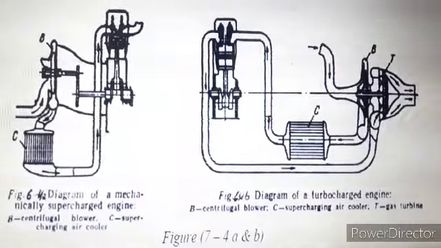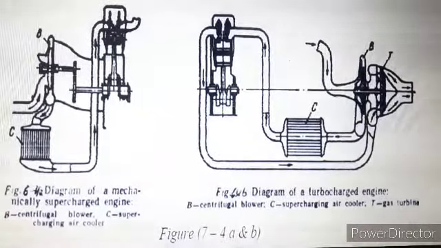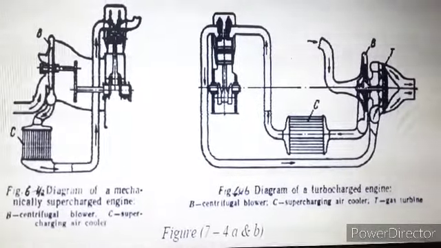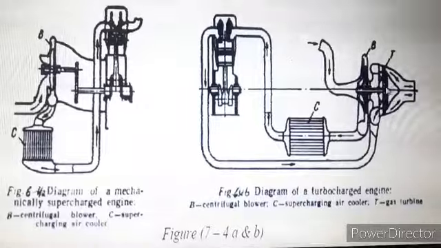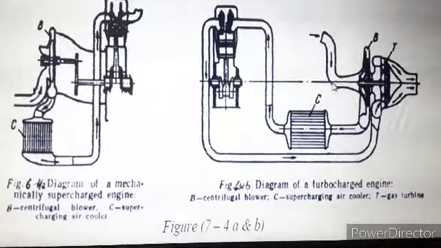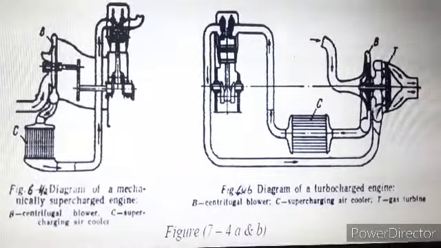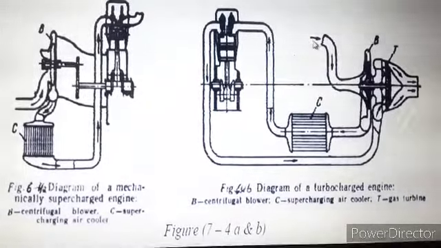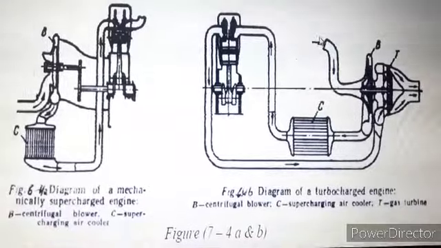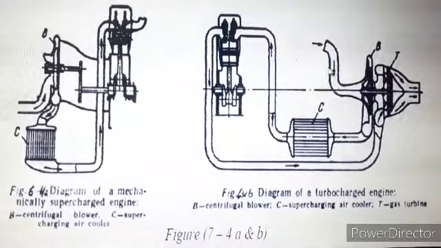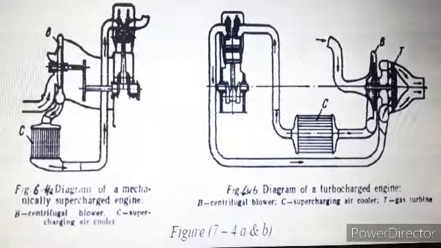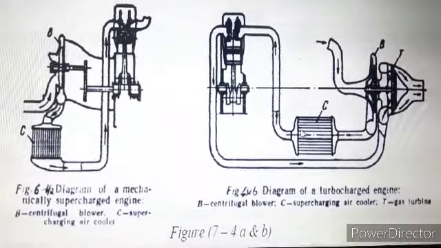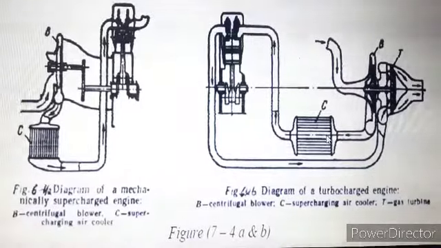Now let us discuss the turbocharger. What is the difference between a supercharger and a turbocharger? In a turbocharger we have a turbine that is coupled to the compressor. Again the air from the environment is taken inside the casing or cylinder of the compressor, and that compressed air is sent to the engine cylinder through this intake manifold, again through the cooler.